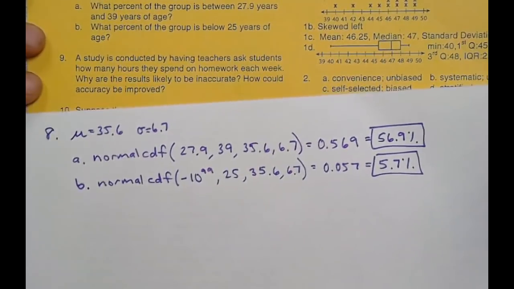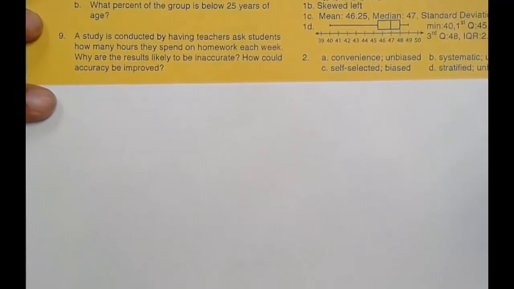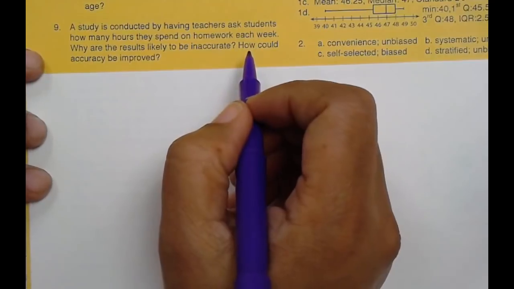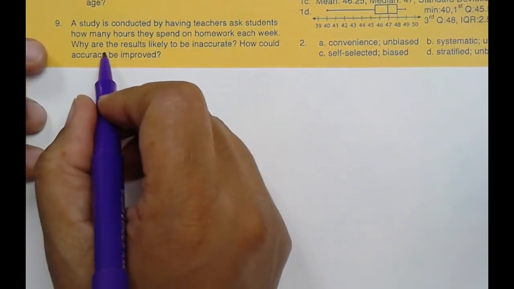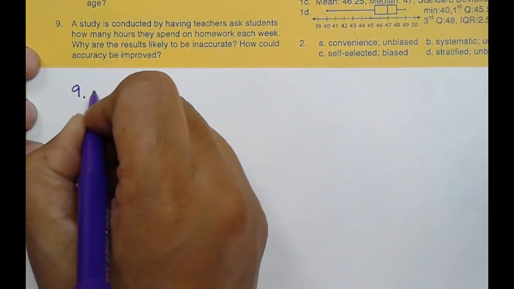All right, let's take a look at number 9. Okay, number 9 says that a study is conducted by having teachers ask students how many hours they spend on homework each week. Why are the results likely to be inaccurate? And how could accuracy be improved? Well, if the teacher is asking the students how many hours you're spending on homework each week, and you don't want to say none because you might think that the teacher might say, well, that's why your grade is where it's at. That would be considered interviewer effect. So that's why this might not be accurate.